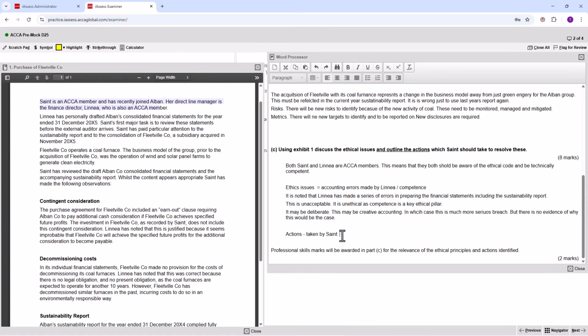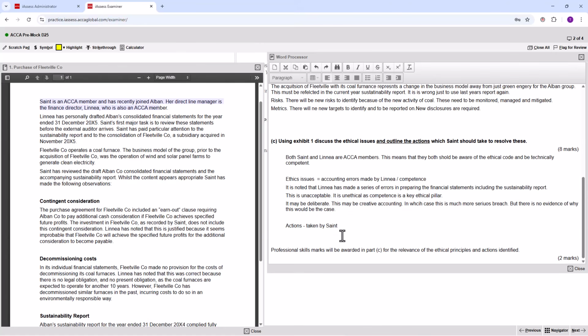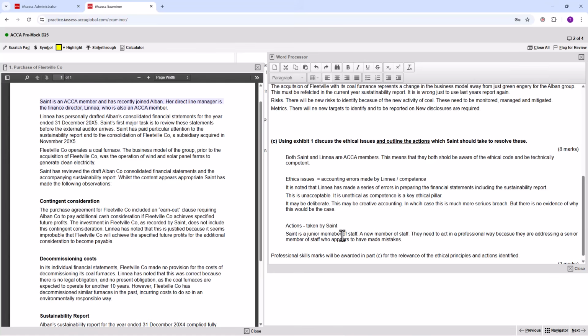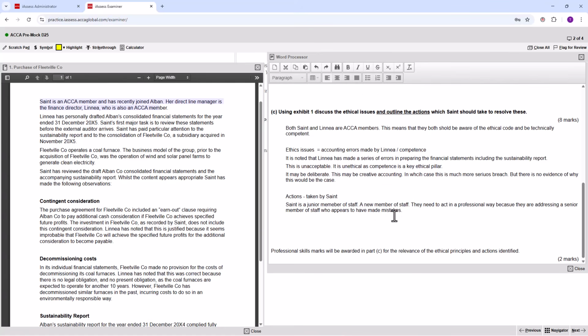So what do you do if you're Saint? What do you do if you're this new person that has just arrived? Well, you've got to act really carefully. You've got to tread really carefully. They don't want to be rude. Maybe they're on probation. This is a seriously delicate matter in the way that they approach it. They need to keep records of meetings. They need to be polite.